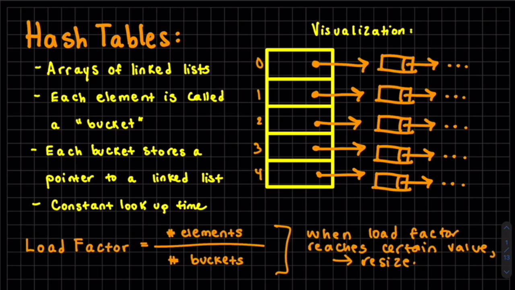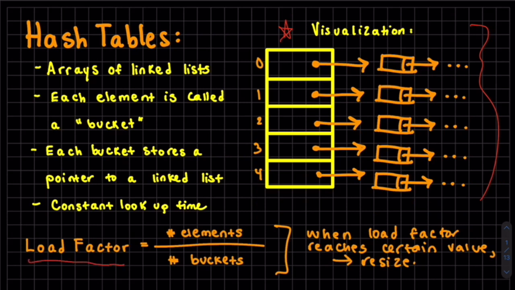Okay? So hash tables. They are arrays of linked lists, right? This is the picture that we want to have in mind whenever we are doing hashing, okay? We call each element in the array a bucket, and each bucket stores a pointer to a linked list. Hash tables have a constant lookup time.